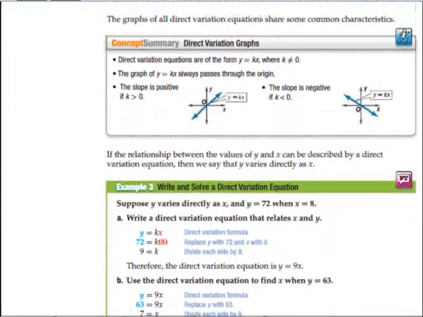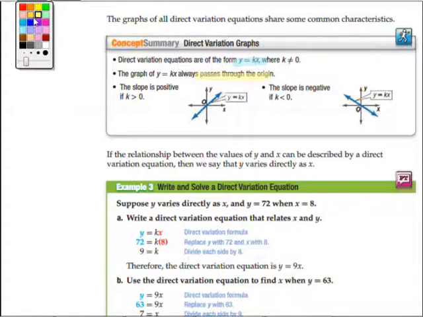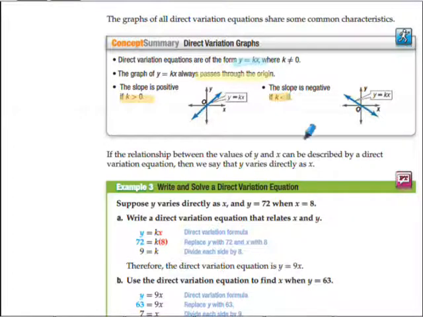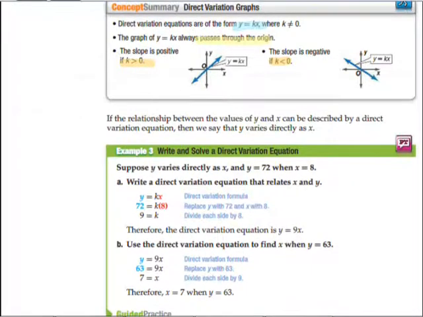All right. Let's take a look here. So again, the graphs of all direct variations share some common characteristics. The common characteristics are they're in the form y equals kx. Okay, so they all should look like this. It always passes through the origin, so that's important. If the slope is positive, k is greater than 0. And if the slope is negative, k is less than 0. So real simple stuff.